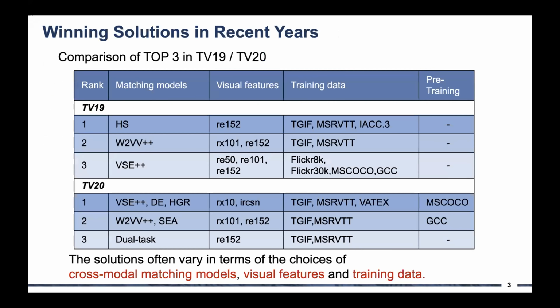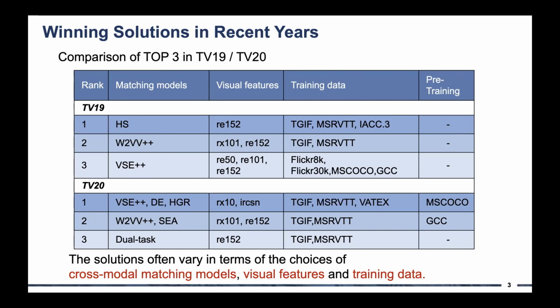So next, I will briefly introduce the winning solutions in recent years. As shown in the table, there is an overview of top performing systems in TRECVID 2019 to 2020. Because the text encoder is often considered in the design of cross-modal matching models, we do not compare text features deliberately. On the other hand, as TRECVID does not specify training data for the AVS task, we take into account the training data and the pre-training data. It can be seen from the comparison that the solutions often vary in terms of the choices of cross-modal matching models, visual features, and training data.